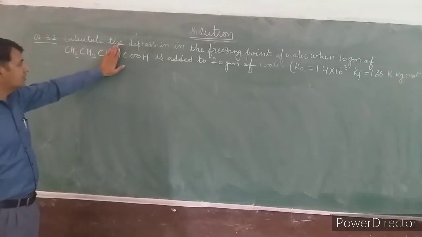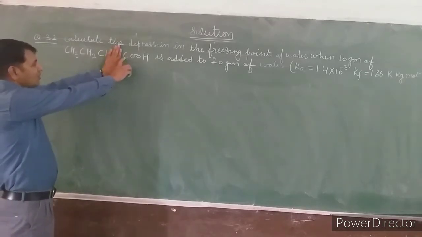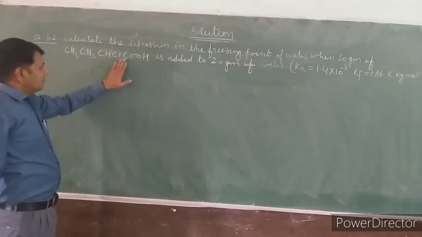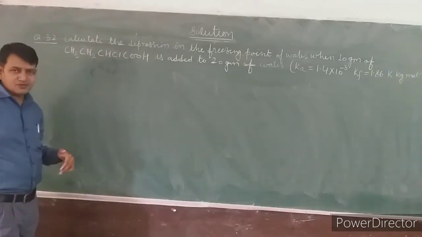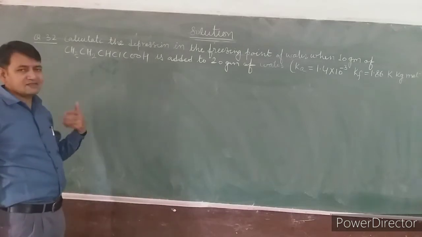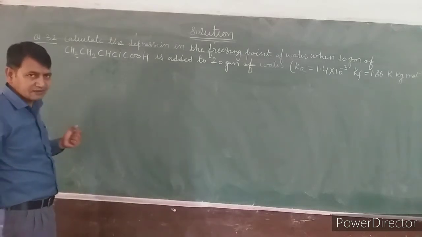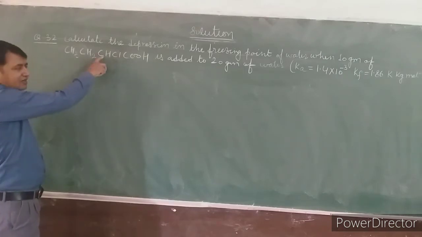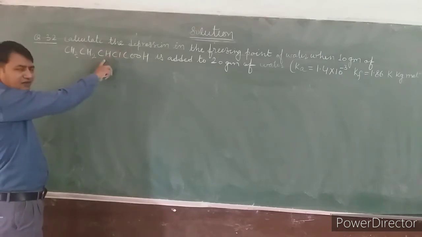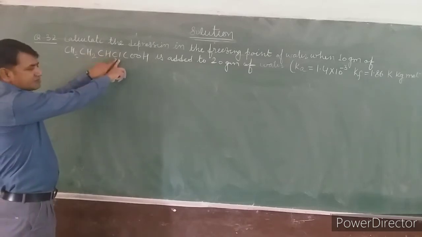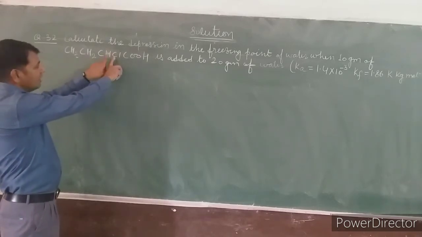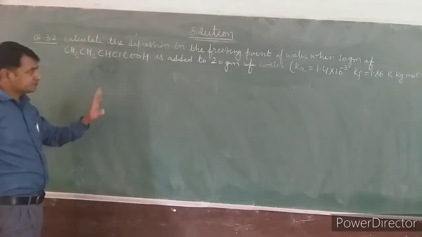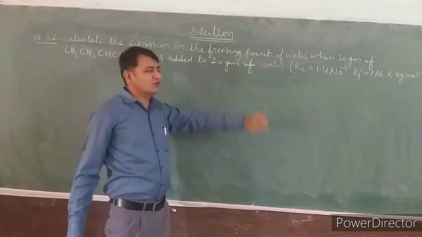First, why is it butanoic? Because it contains 4 carbon, 1, 2, 3 and 4. In the common system, the alpha beta carbon is used for the naming of carboxylic acid, aldehyde, ketone, like that. This is the functional group. Its adjacent carbon, either the left hand side or right hand side, is known as alpha carbon. So this alpha carbon contains a chlorine atom here. So this is alpha chlorobutanoic acid in the common system, added to 20 gram of water.